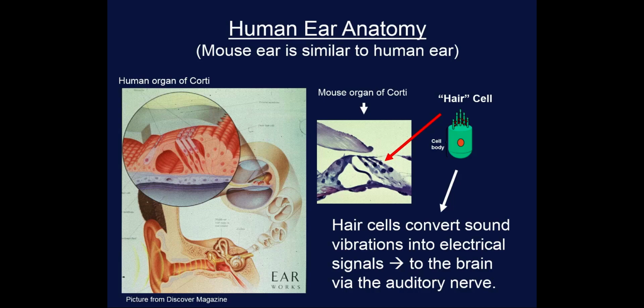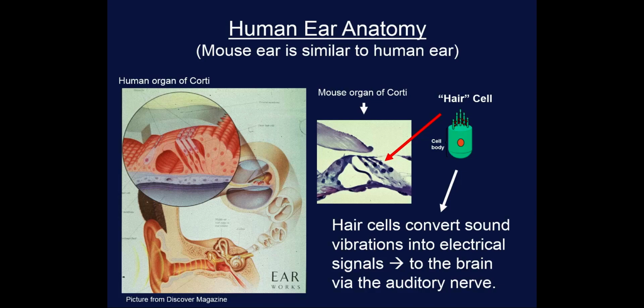This slide shows human anatomy compared to the mice. Particularly, the focus is on the human organ of Corti, which is in the cochlea. The main cells are the sensory cells in the organ of Corti, the rows of inner hair cells and outer hair cells. This structure is identical to the structure in the mouse. Therefore, the mouse provides a good model to study hearing and deafness associated with hair cell defects.